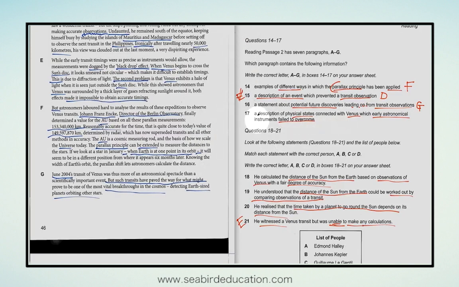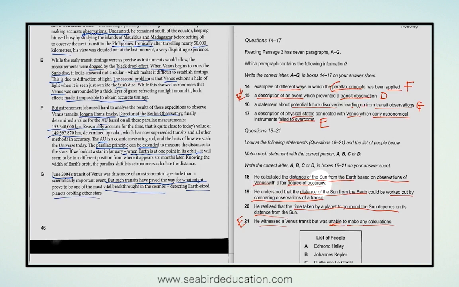Okay, and then a description of physical states connected with earlier failed to overcome. Okay, there we have this black drop effect. So that's E there. Because of this, Venus exhibits a halo of light when it's seen outside the sun's disk. Thick layer of gases, that's the problem. So it's got this thick layer of gases.